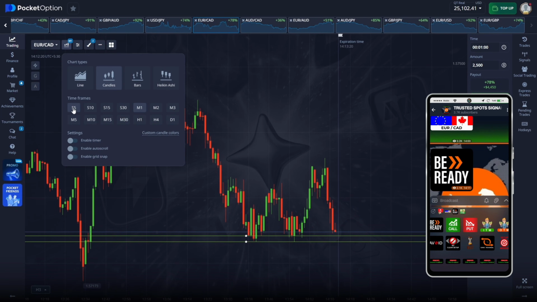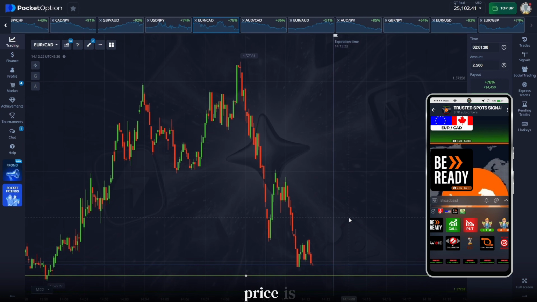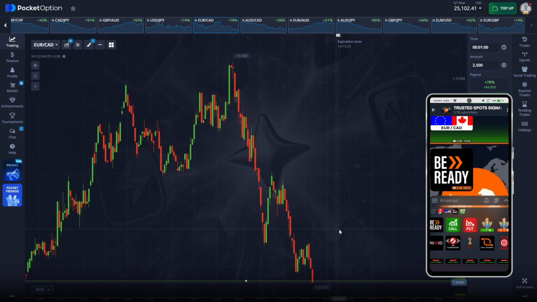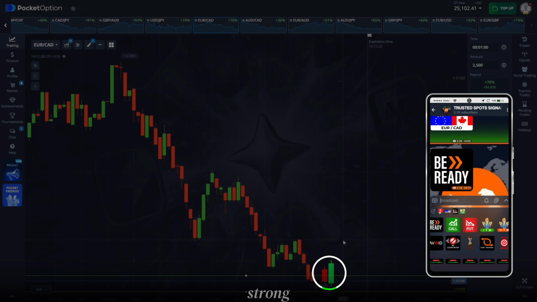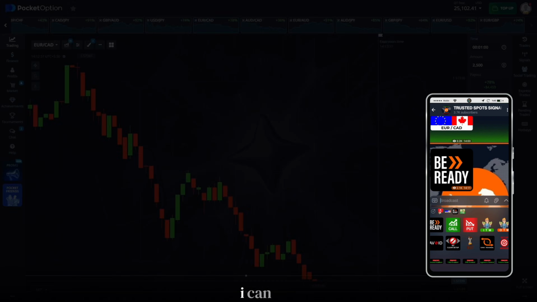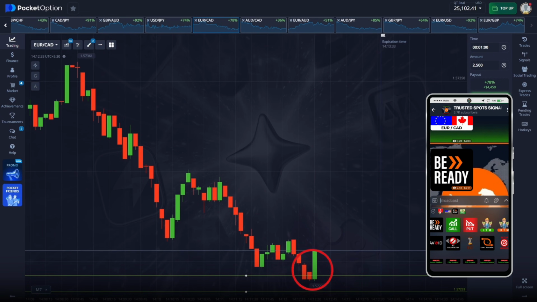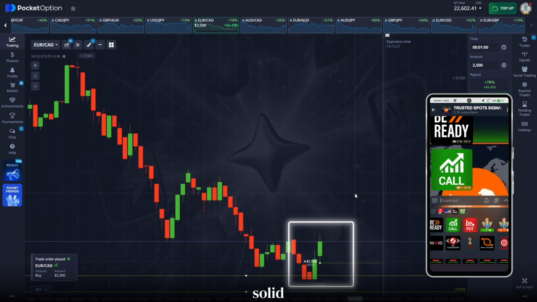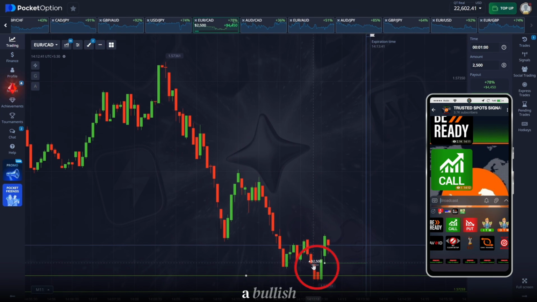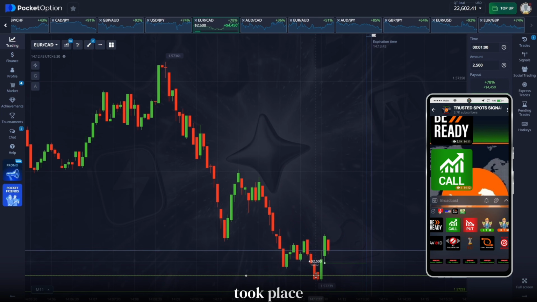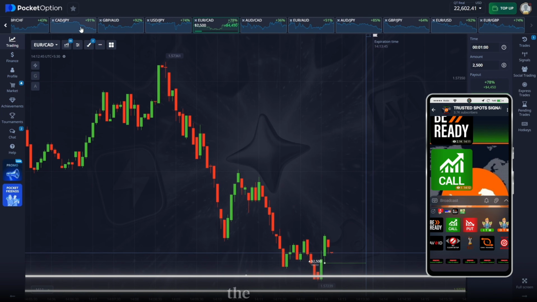Let's open the 5-second chart because the price is very near. Okay, price is at the support. I need strong candlestick confirmation. I can see rejection, which is a good sign. And yes, we have solid reversal confirmation in the upside direction. A bullish reversal pattern formed as soon as price hit the support zone.